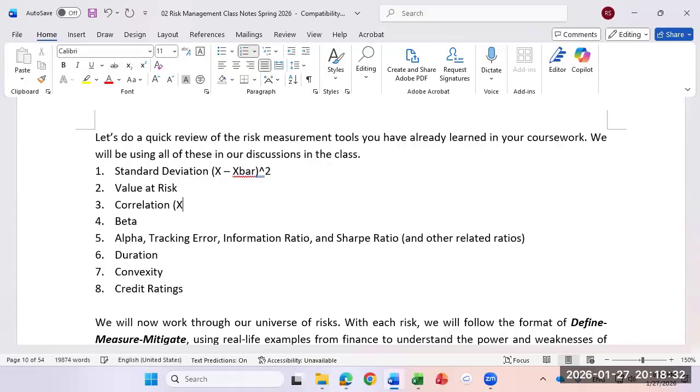Correlation, exact same thing, except for what do you need with correlation? You start off with the data minus its average. What else do you need? For correlation, can you do correlation on one thing? Let's have two things.